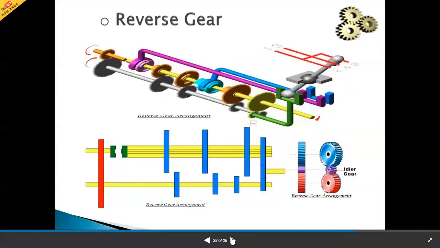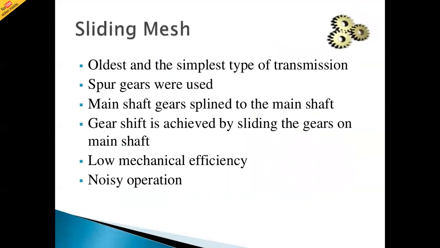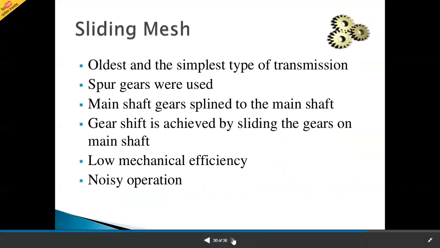In case of reverse gear, the direction of rotation gets changed, and so the vehicle moves in the backward direction. If we see the sliding mesh, the oldest and the simplest type of transmission, spur gears were used in this sliding mesh, and the main shaft gears are splined to the main shaft. Gear shift is achieved by sliding the gears on the main shaft. There is low mechanical efficiency and noisy operation. This is about the sliding mesh.